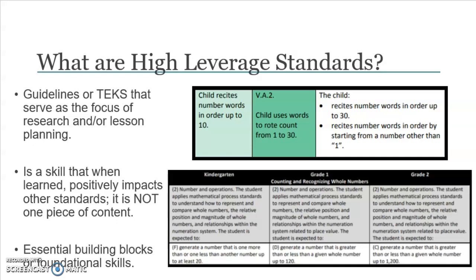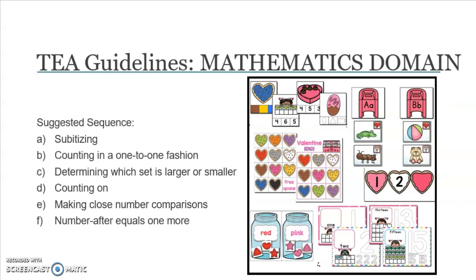And so for us right now, we can look at VA2, child uses words to rote count from 1 to 30. And we can see in kindergarten, first grade, and second grade how those TEKs build upon each other. If we keep going to the pre-K guidelines, the TEA gives us many domains. And so for us, we can just call pre-K all these domains as being the main high leverage ones.